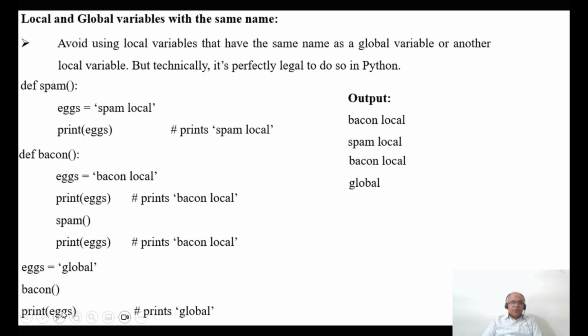Now it continues further. What you have, print x. What is the x here? x is defined here as a global variable. So global statement. Therefore, it is going to print x is equal to global here. So this is how it is going to work. That means you have duplicate names. There are three different x here. One is spam local x, the other one is bacon local x, and the third one is global x. So that is the reason why you can also have local and global variables with the same name.